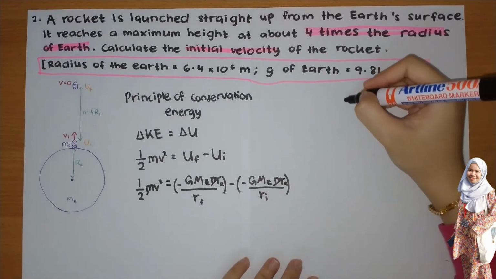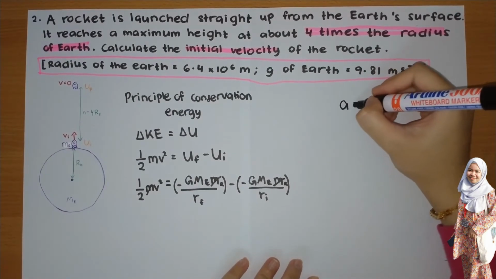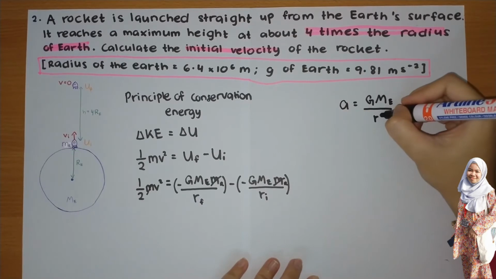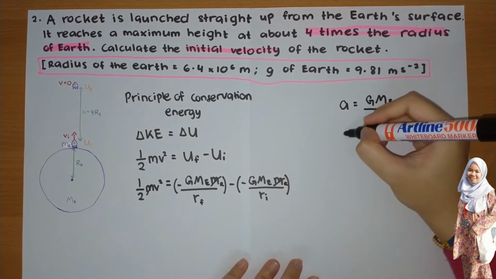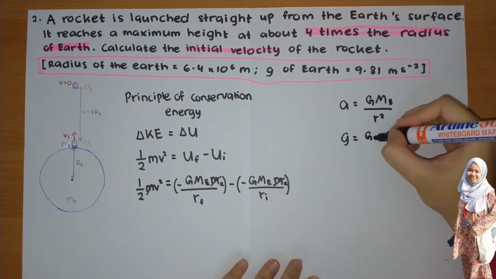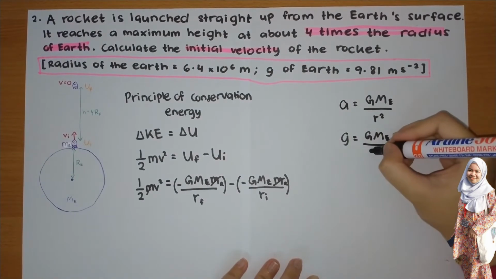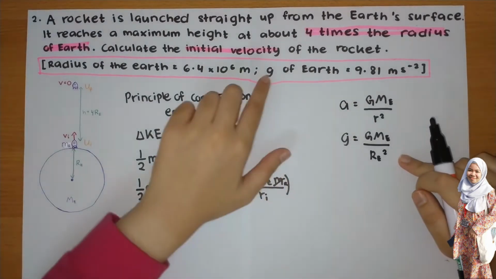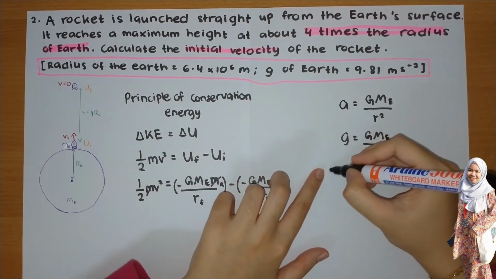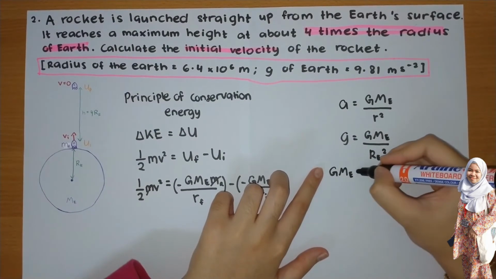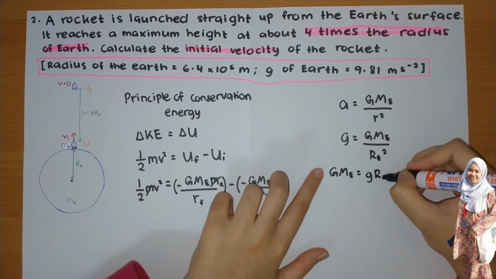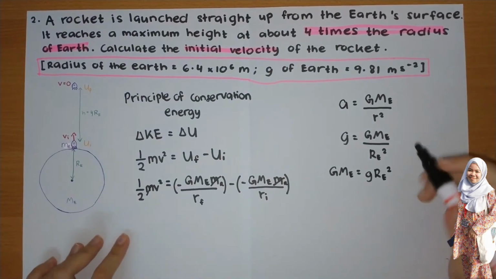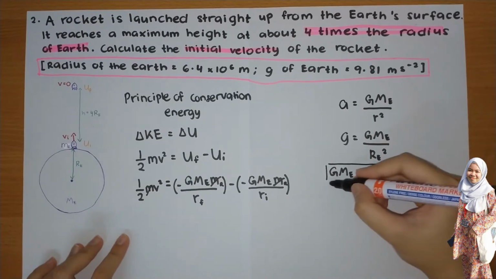You still remember we have the equation a equal to G times mass of the Earth divided by R squared. This a can be g, equal to G times mass of the Earth divided by R, radius of the Earth, squared. So the question gives us the g of the Earth. We make the mass of the Earth the subject, as well as g, because we don't have the mass of the Earth. So the equation will be like this, and we can just continue at the previous working.